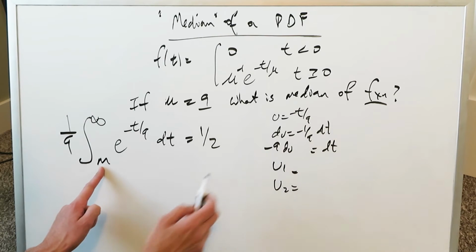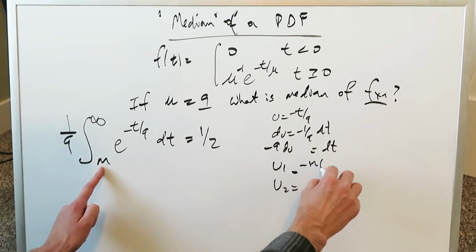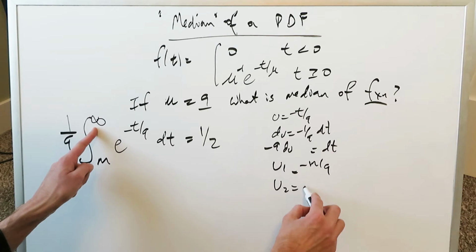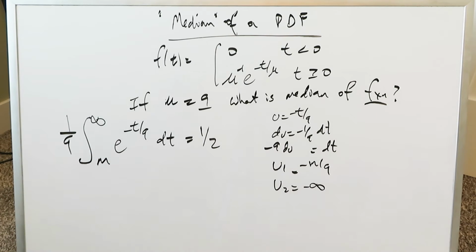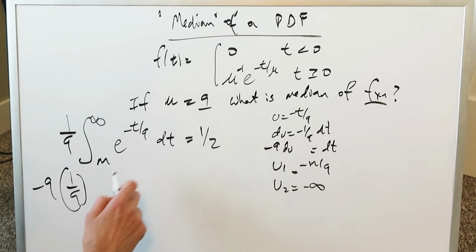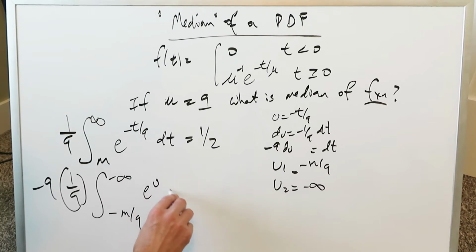Everything with regards to minus t over 9, you'll have a minus m over 9. Here u2 will be a minus infinity over 9, which is just a minus infinity. That divided by 9 is meaningless in the face of infinity. When you plug everything in, you have this minus 9 coming out, because you know it's a minus 9 du. You have everything here from a minus m over 9 up to a minus infinity, e to the u du.